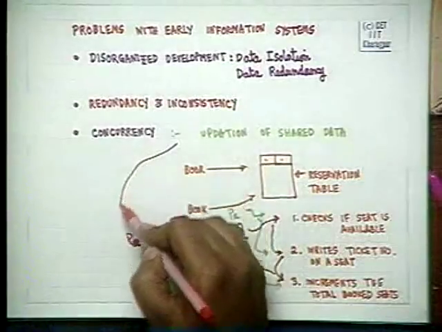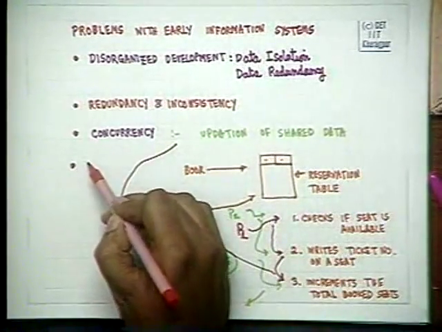But in database, the problem is more because the time required to update is more. And we will see that early information systems did not have any inherent mechanism to tackle this particular problem. Operating system provides you facilities to tackle this problem on the memory, because operating system does all the sharing on the memory. But for database systems, this sharing has to be done in the secondary storage or on the disk. So that is another major problem. A fourth major problem which came up was security.